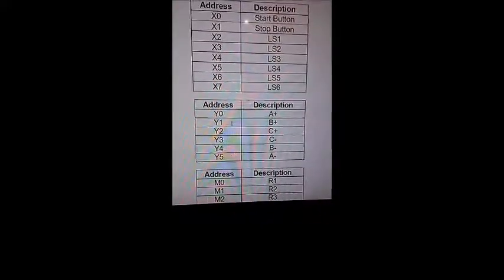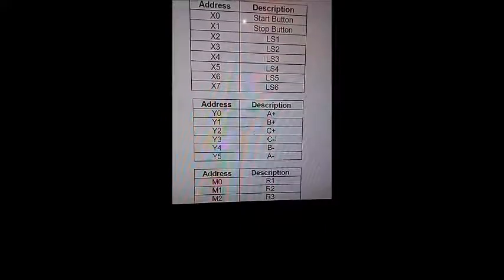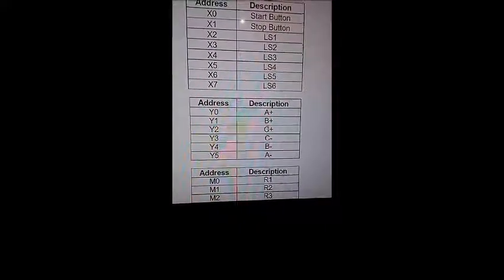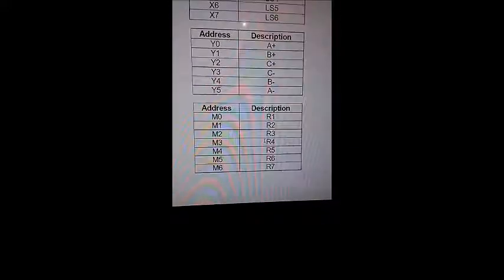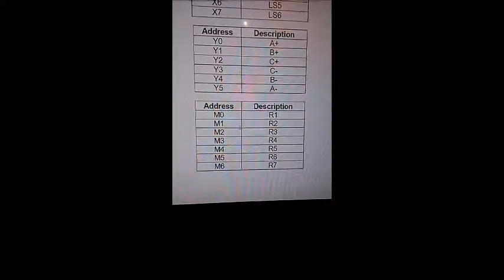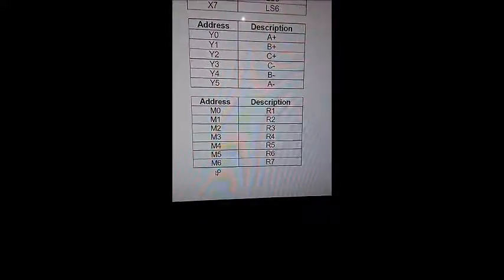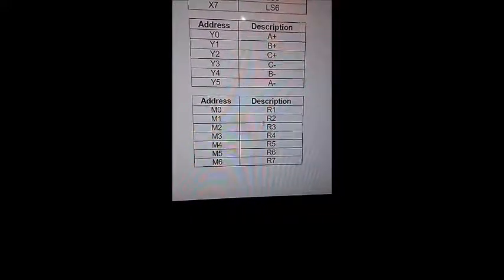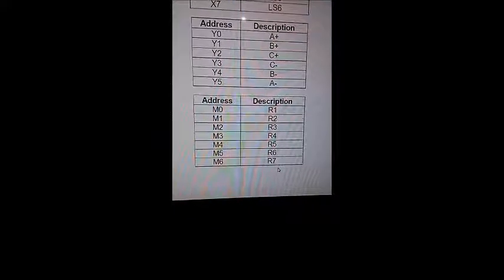They are also located in the Mitsubishi PLC, and the description A plus to A minus is the sequence that will produce the outcome of the double acting cylinders. The third table is the relay of the whole circuit. The addresses M0 to M6 are connected between the PLC and the other relays described as R1 to R7, which are the 5/2-way valves. Next, we will go to the PLC ladder diagram.